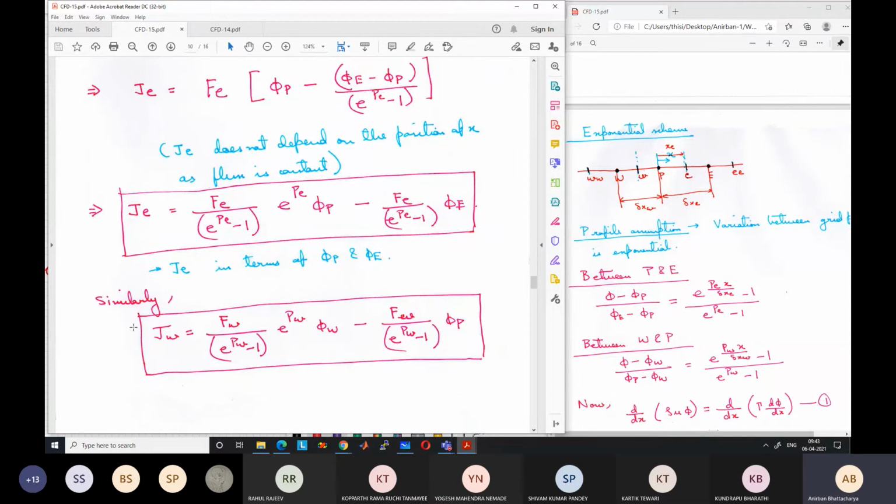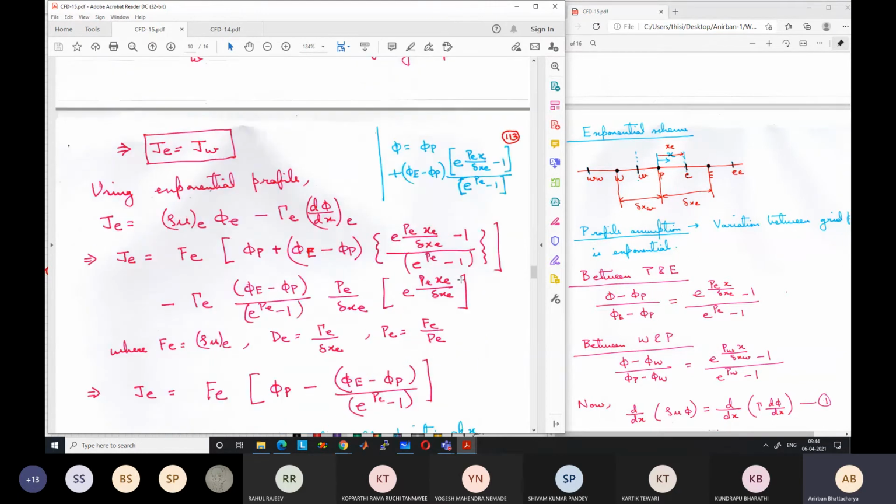Same thing can also be done for the west interface. We will not do it, but it will look similar. So JW should be equal to FW by e to the power PW minus 1, e to the power PW into phi W, the left hand side value, minus FW by e to the power PW minus 1 phi p. We are not replacing the east by the west. You are replacing the p by the west and east by the p, because that is how the shifting is occurring.